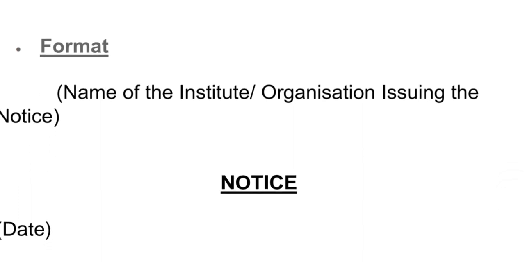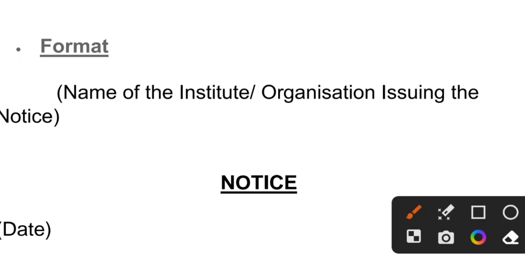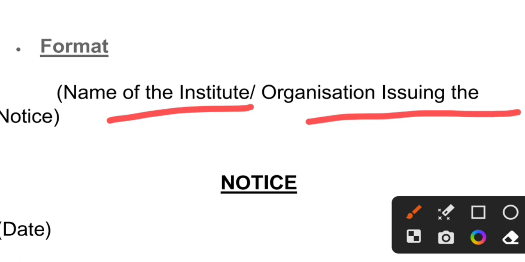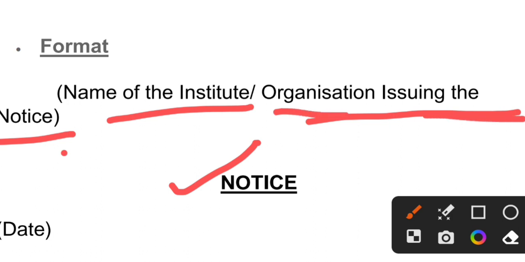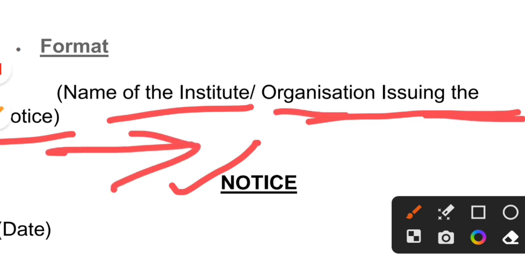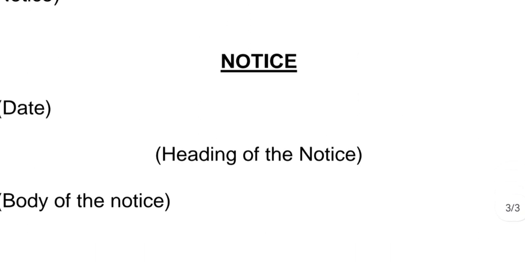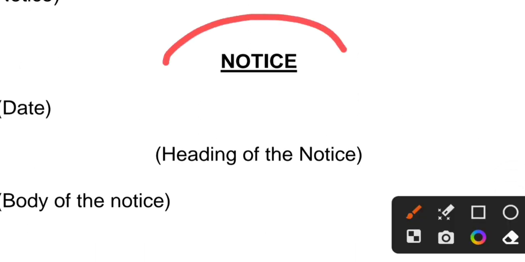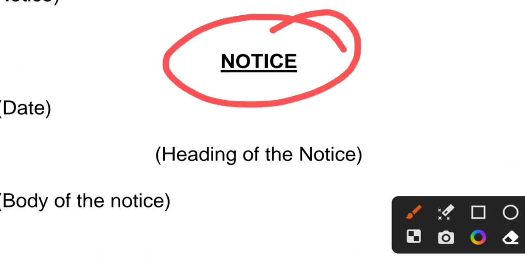Format is important while writing any writing skills topics. Okay, so what you have to do first, the name of the institute or organization issuing the notice must be mentioned at the top in the middle of your page. First of all, you have to write it. Then you will put the heading notice. After writing the name of the institute or organization, you will leave one line gap. One line space will be given and then you will write the heading notice and it should be written in capital letters and should be underlined.